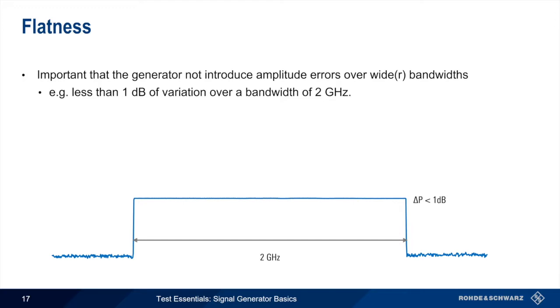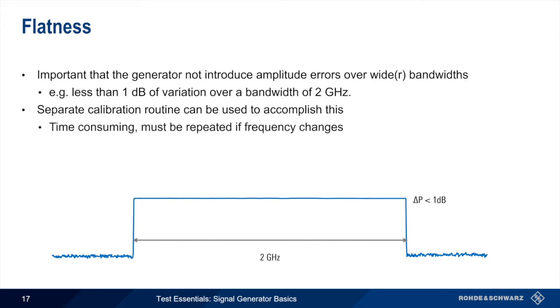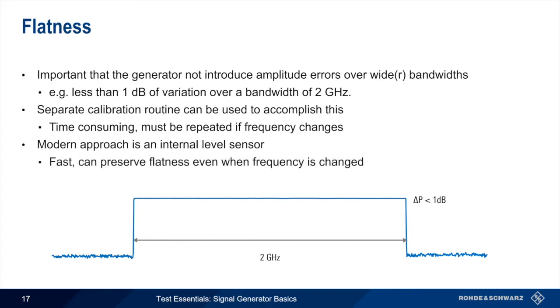This might seem like a somewhat demanding requirement, but remember that many modern modulation schemes require good RF performance over very wide bandwidths. One way of achieving flatness is to run some type of separate external calibration routine, but this is extremely time-consuming and would have to be repeated every time the signal frequency changes. The more modern approach is to integrate an internal level sensor and adjustment routine into the generator itself. This is significantly faster and has the advantage of preserving spectral flatness even while the generator frequency is being changed.